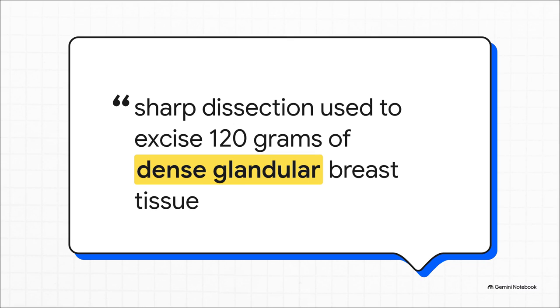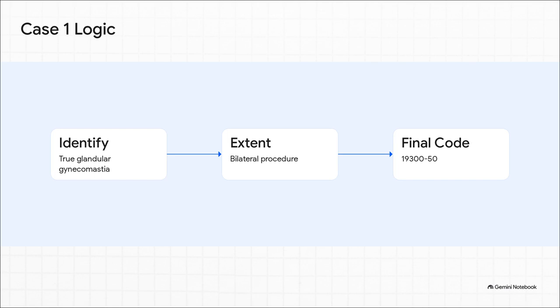The operative report specifically calls out excising dense glandular breast tissue on both the right and the left sides. Notice those weights, 120 grams and 110 grams. Those are significant. But most importantly, the actual tissue type is explicitly defined by the surgeon. So how do we process this one?